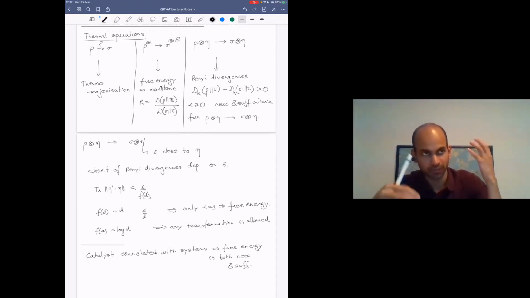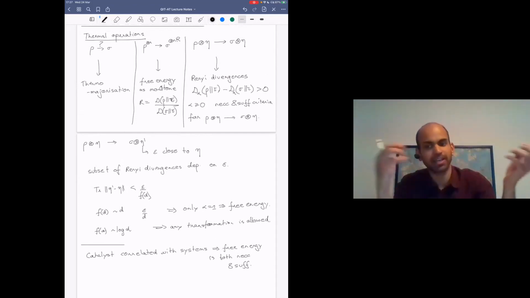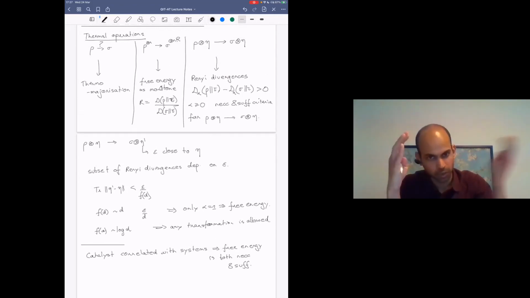But if you have stronger constraints than that, you can get more values. And instead of having a total ordering, which is what you get when there's only the free energy, you can get a pre-order, a partial order with many different conditions that are necessary or sufficient.